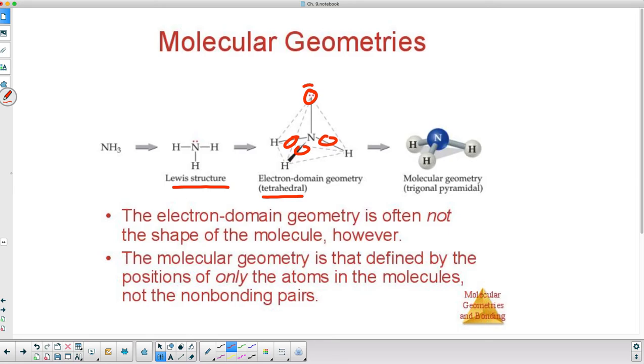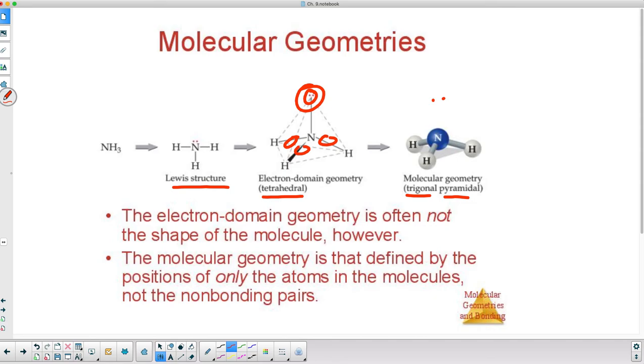And then with 1 non-bonding pair, that's why I did a double circle around it. This non-bonding pair up here doesn't show up in the molecular geometry. So this is trigonal pyramidal. That's tetrahedral with 1 lone pair, or 1 non-bonding pair. So the electron domain geometry is often not the shape of the molecule. If you have a non-bonding pair, or 2, or 3, then your shape of the molecule is going to look different than your electron domain geometry does.